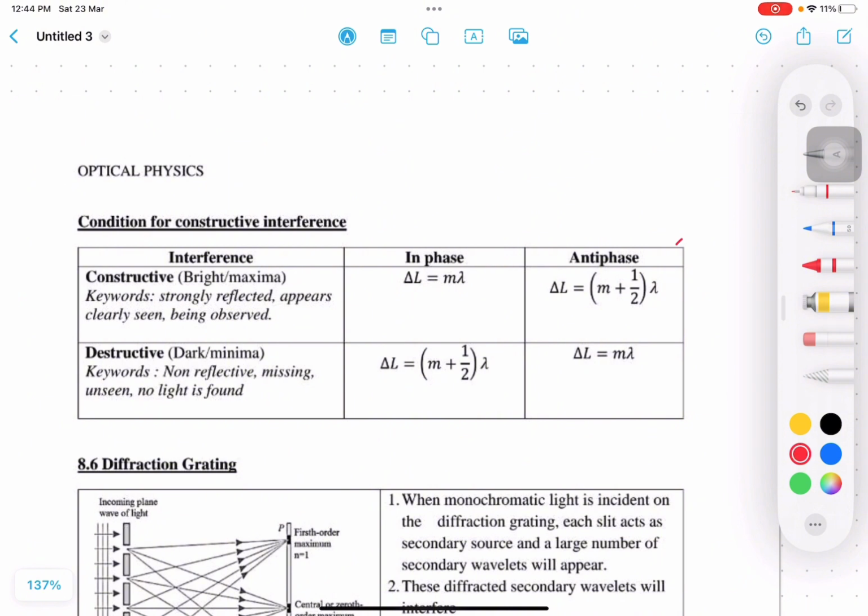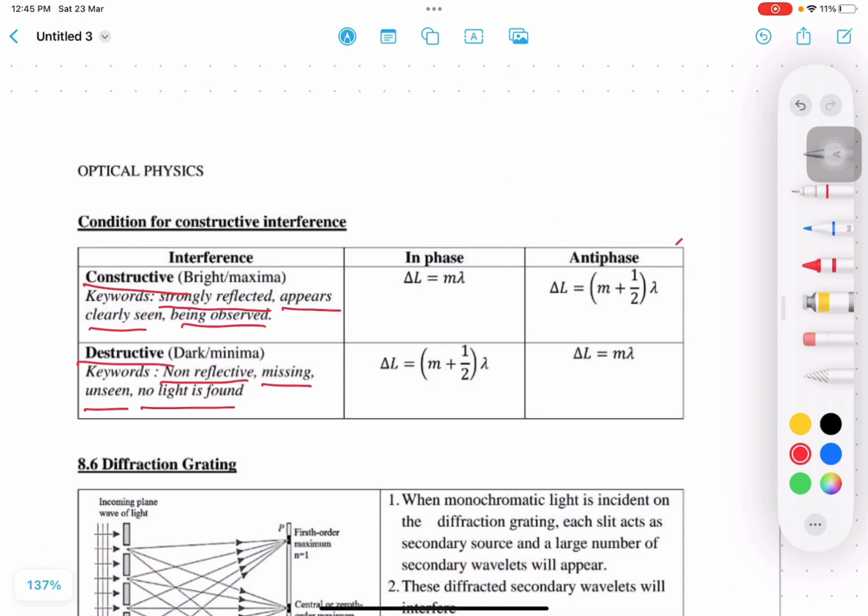For interference, we know that we have constructive and destructive. These are the keywords that you need to memorize when they come out in the questions. The keywords for constructive are strongly reflected, appears clearly, seen and being observed. Whereas for destructive: non-reflective, missing, unseen, no light is found, or we want to reduce the reflection. Constructive is bright or maximum, destructive is dark, minima or minimum.